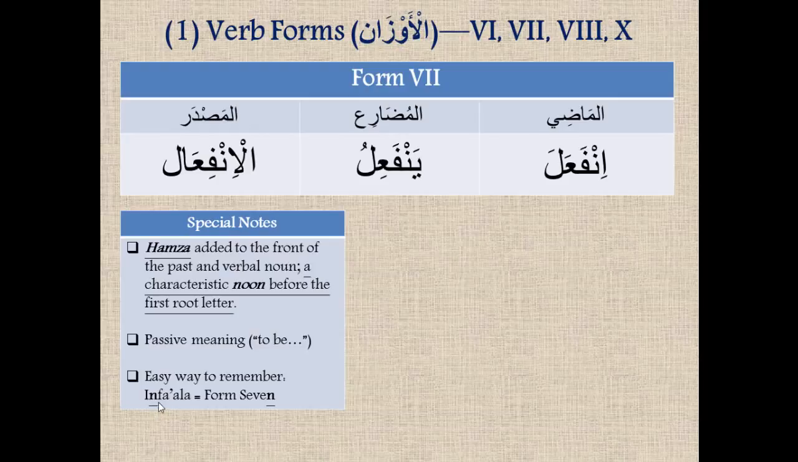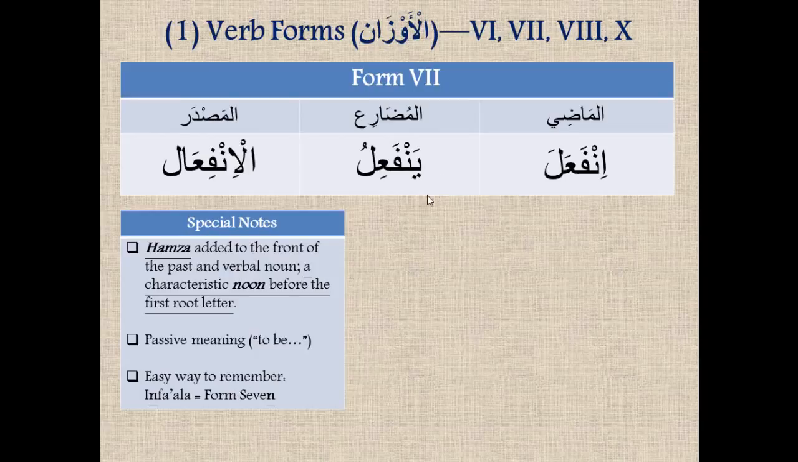So an easy way to remember Form 7 is to use a certain shortcut. In fa'ala has the noon sound. That corresponds to the noon sound in Form 7. This helps you remember. And this is actually a very useful way for us to distinguish between Form 7 and Form 8. It's easy to confuse those two. There's another shortcut for Form 8, which we will discuss later on.